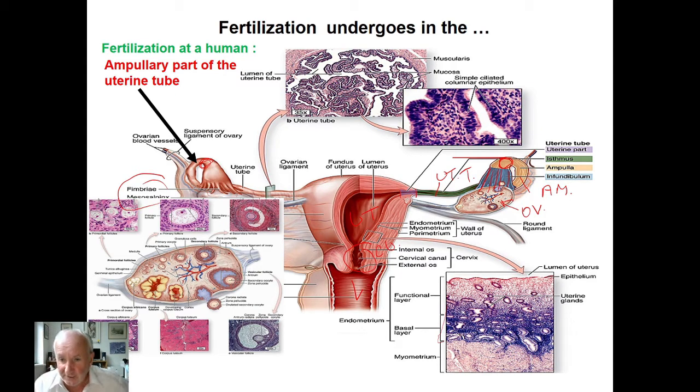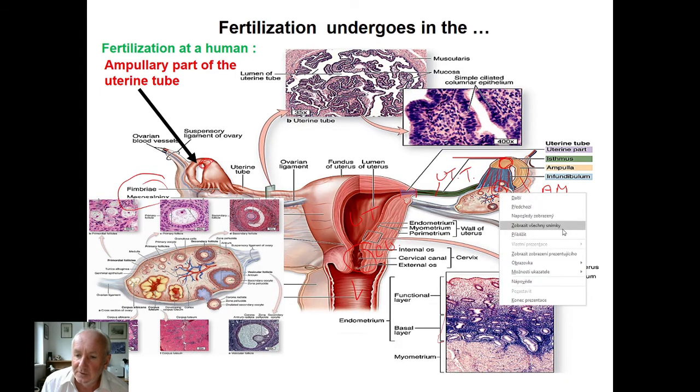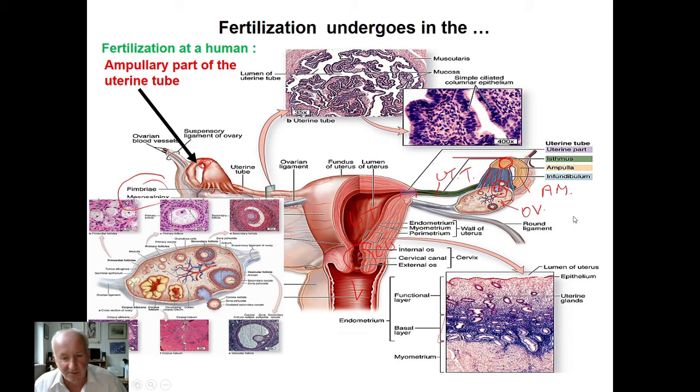So, ovulation, rupture of the Graafian follicle, and the oocyte with the fluid, with the zona pellucida and corona radiata. You remember the first layer of follicular cells around zona pellucida are coming into the ampullary part of the uterine tube and sitting here and waiting for the spermatozoa. Possibility around 24 hours for fertilization.